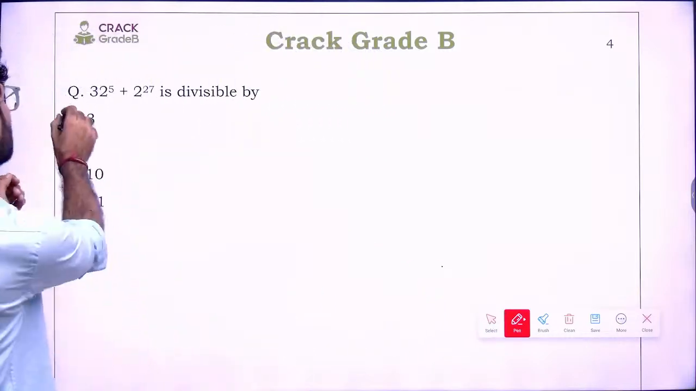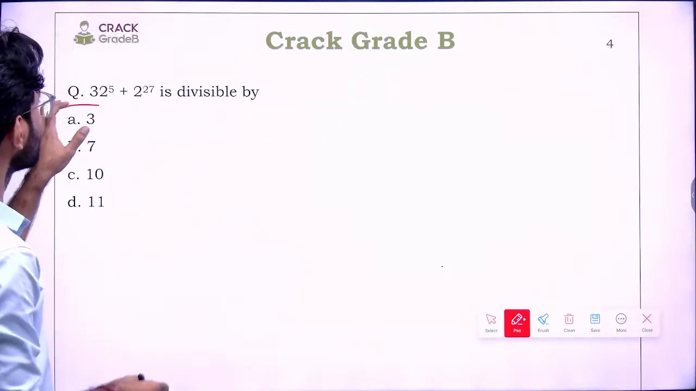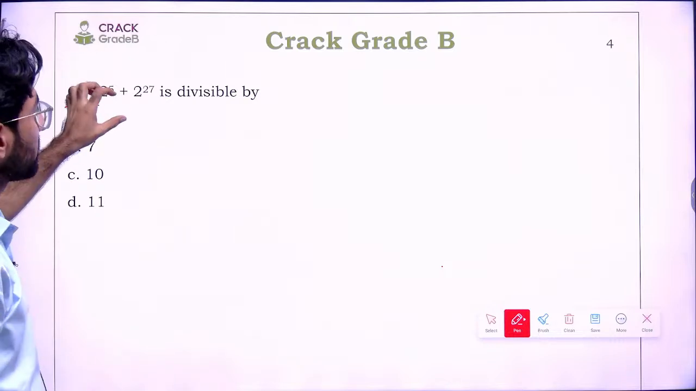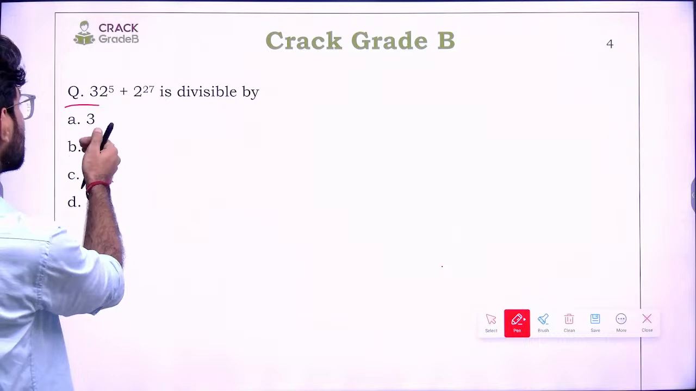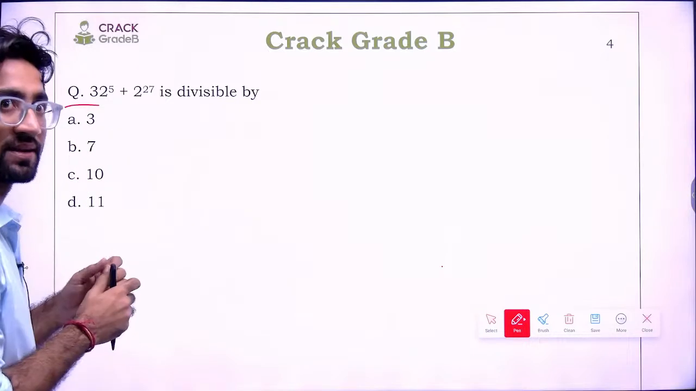Okay, let us look at another question, right? 32 to the power 5 plus 2 to the power 27 is divisible by. So the options are 3, 7, 10, 11, right?